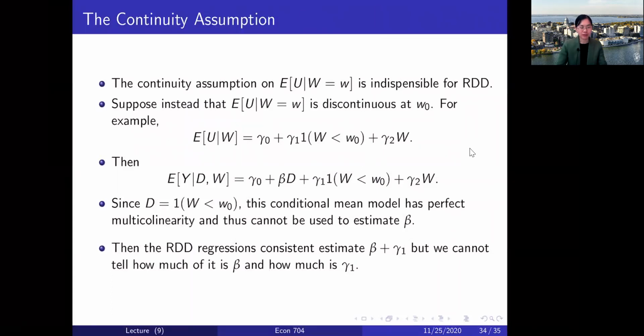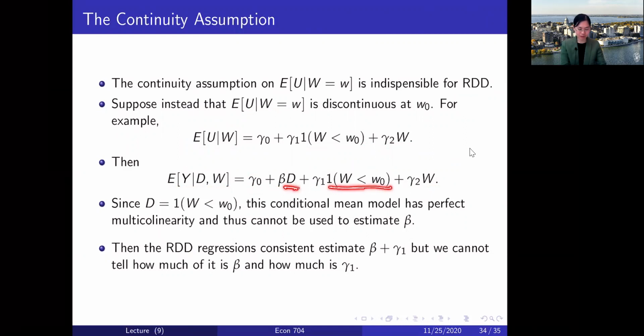The reason is simple. If there are other factors in U that also jump at W0, then E[U given W], for example, may be written as a function of the indicator plus a continuous function of W. Let's say a linear function of W. In that case, E[Y given D, W] may be written as gamma 0 plus beta D plus gamma 1 times this indicator plus a linear function of W. Now, because this is a sharp RDD, D is completely determined by W crossing the threshold, so D equals this indicator.